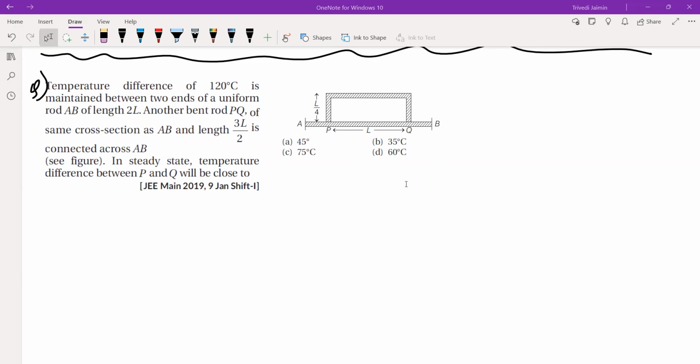So delta T will be 120 degrees Celsius. I still don't understand the bent rod PQ of the same cross section as AB. That part. So I need to look at the picture for some more time. Sure.